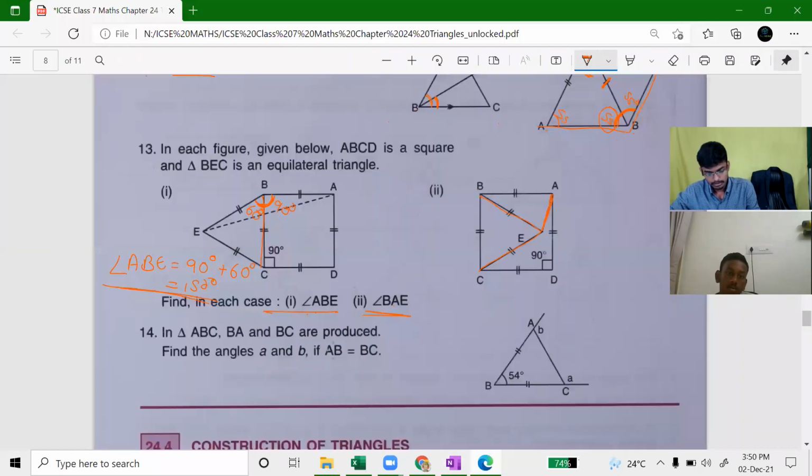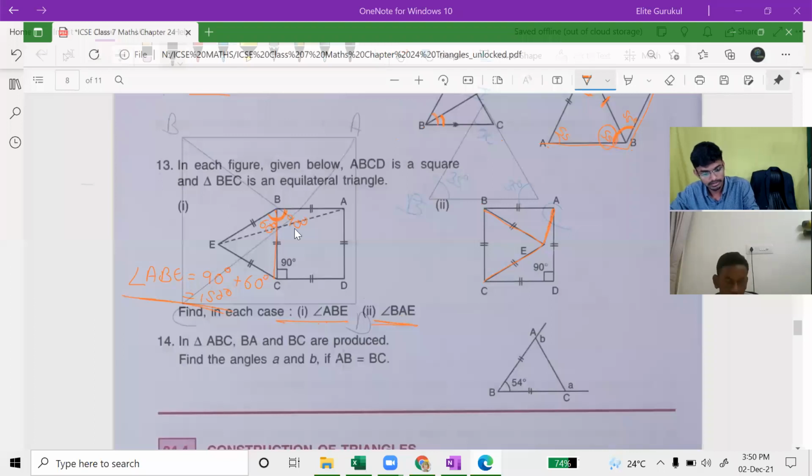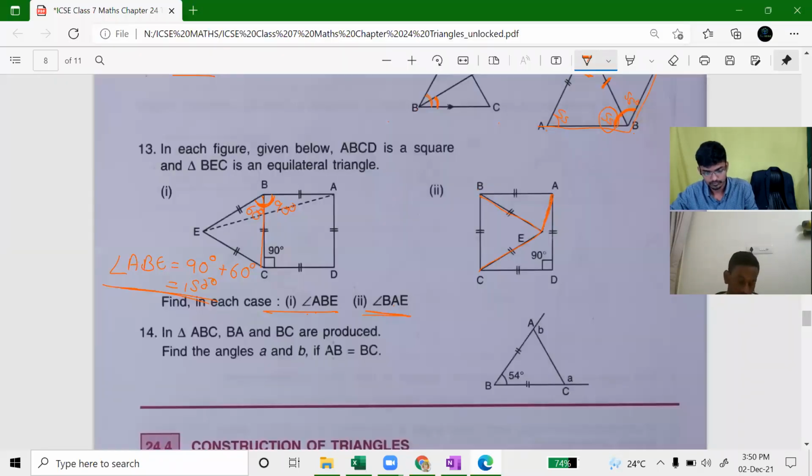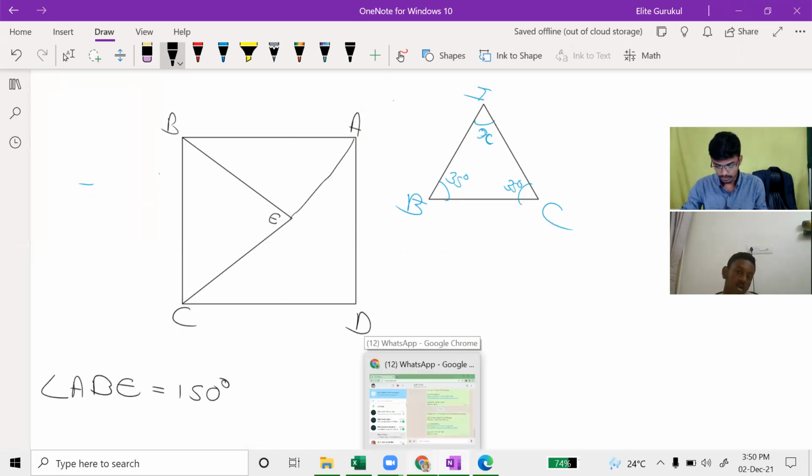Tell me the name, beta. ABCD, and this is E, and E is inside. Then we know that in the previous question we found out the angle ABE, which is equal to 150 degree. Any doubt till here?